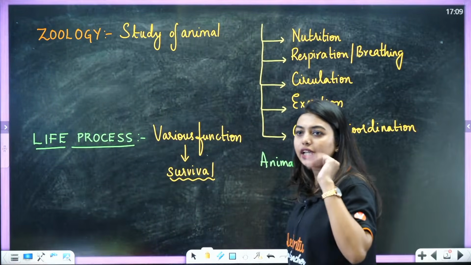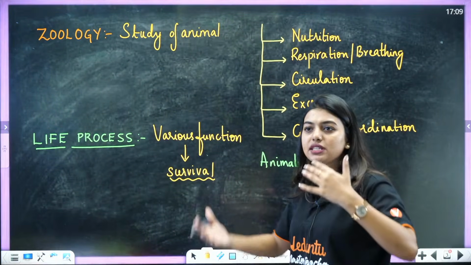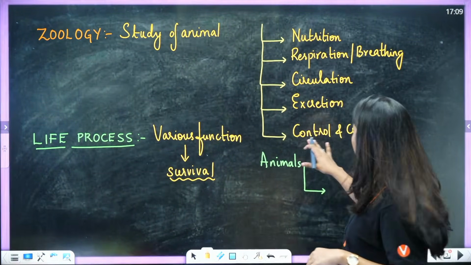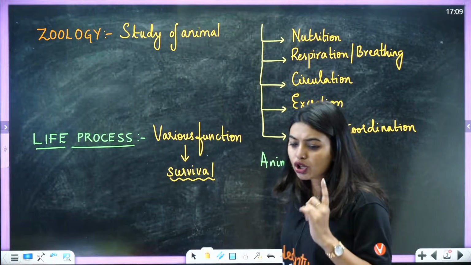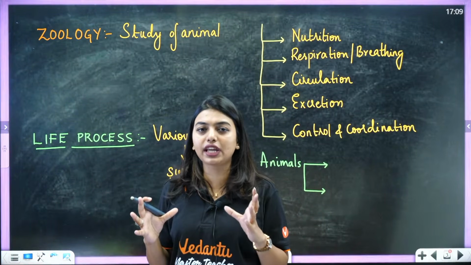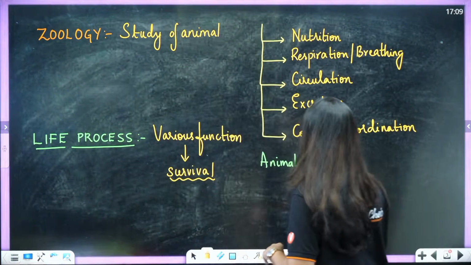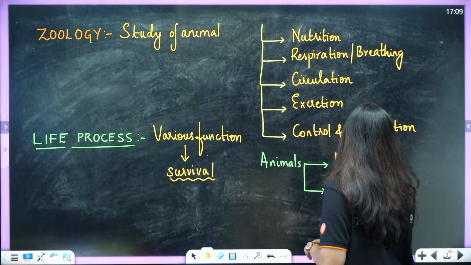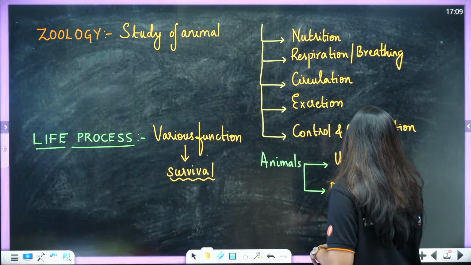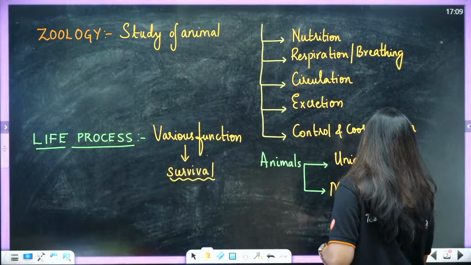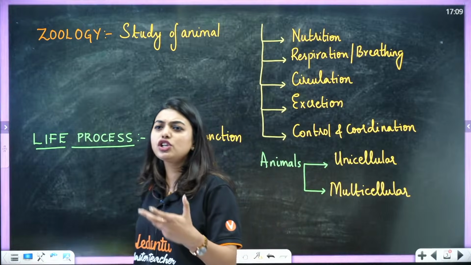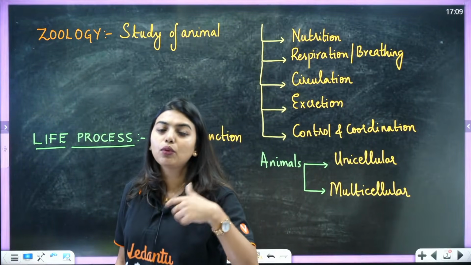Now, students, excretion. That means throwing out the waste materials that I don't want. Control and coordination. But you should also know, when I have to divide animals, what will be the two classifications I divide on? Simple as that. I will divide on unicellular and multicellular basis. Students, tell me the difference between unicellular and multicellular, all of you in the chats. What is unicellular?